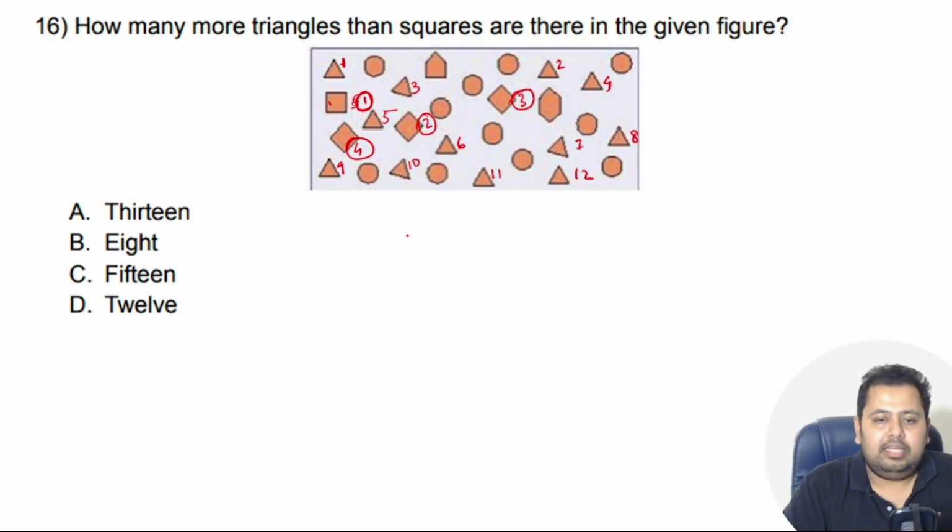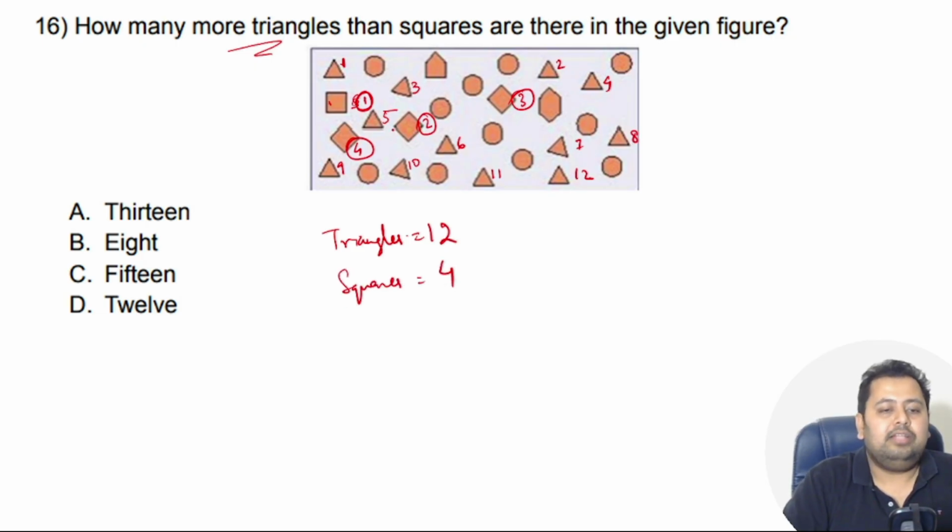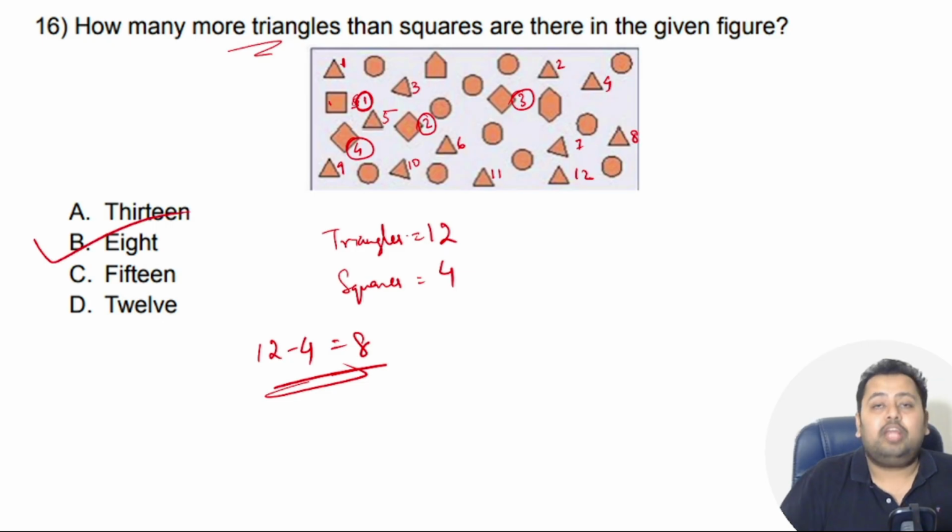So how many more triangles are there? We have found out that there are 12 triangles. How many squares are there? There are 4 squares. So how many more triangles are there? This is nothing but 12 minus 4, which equals 8. Option number B is your correct answer.